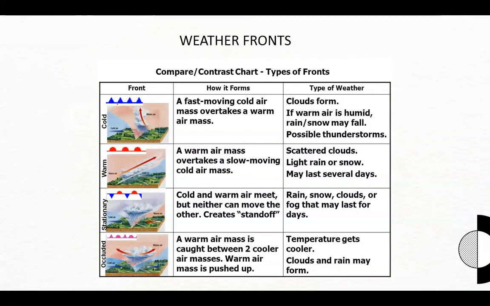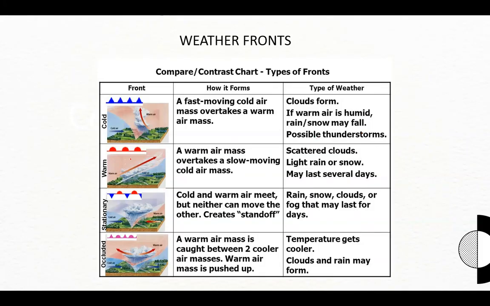Right. So this here is cold fronts, or the representation for cold fronts. What is a cold front, or how is it formed? It's a fast-moving cool air mass when it overtakes a warm air mass, right? And the type of weather: clouds are formed. If the warm air is humid, rain or snow may fall. You would have possible thunderstorms.